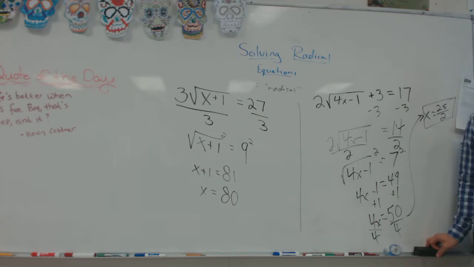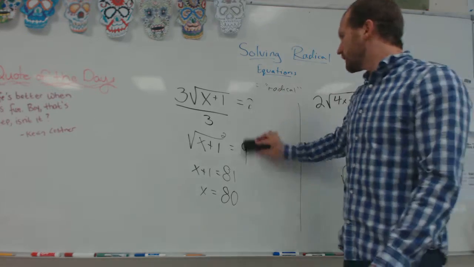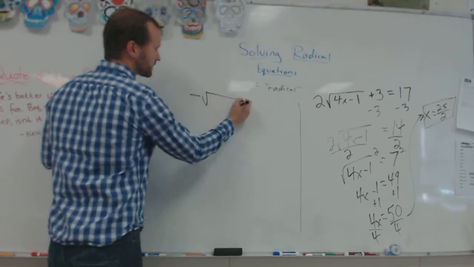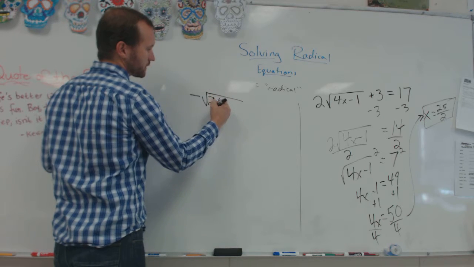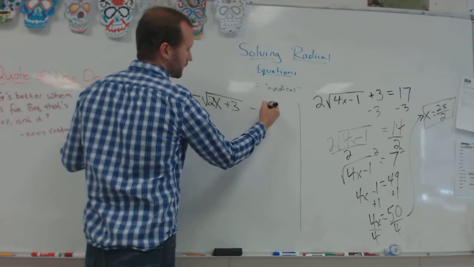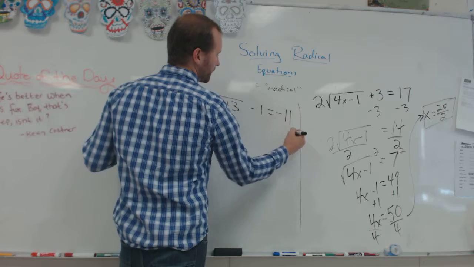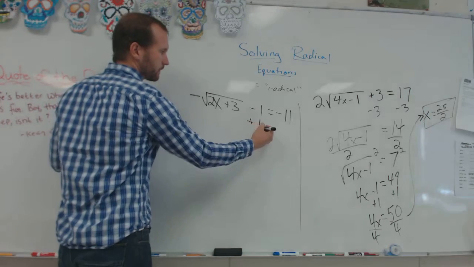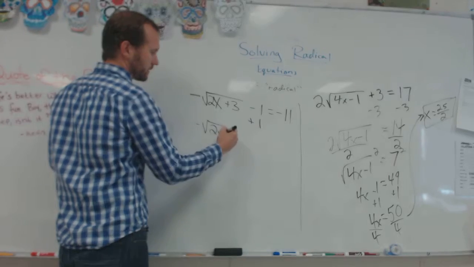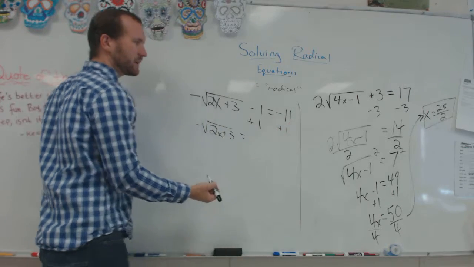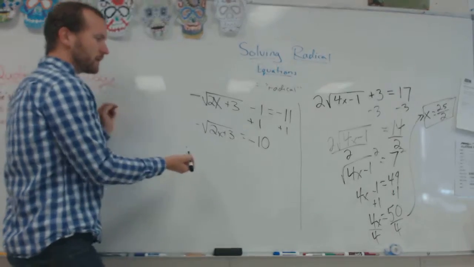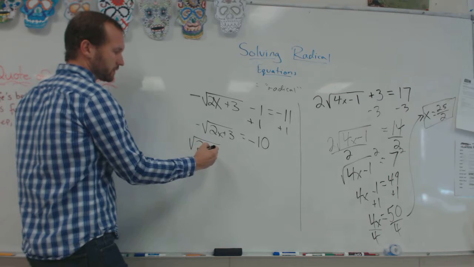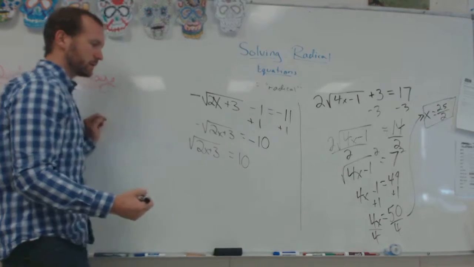And that's pretty much as complicated as they're going to get for now. Just one other quick reminder. If you had something like this, the negative square root of, let's say, 2x plus 3 and then minus 1 equals negative 11. So first I'm going to add 1. I have the negative square root of 2x plus 3 equals, what is negative 11 plus 1? Negative 10. Then I'm going to take the negative of both sides. I'm going to multiply by negative 1. So I have the square root of 2x plus 3 equals 10.